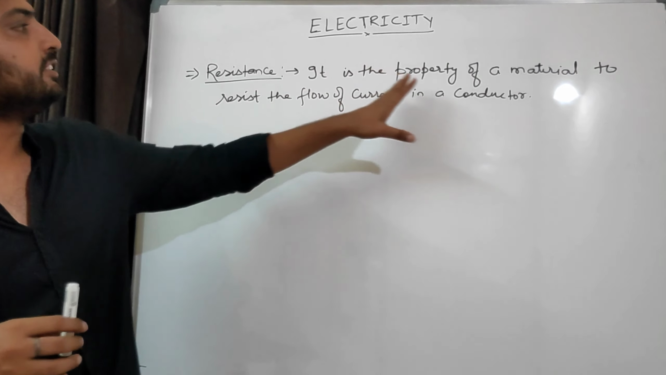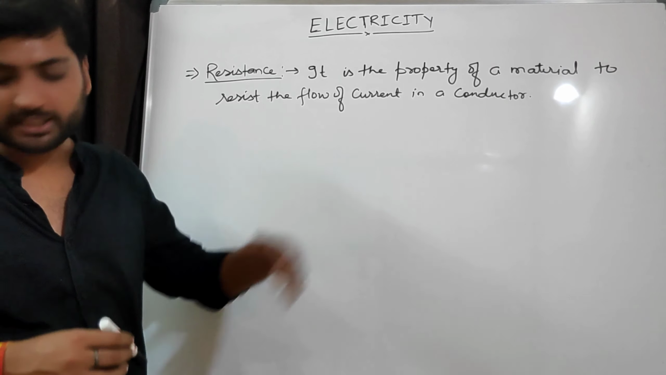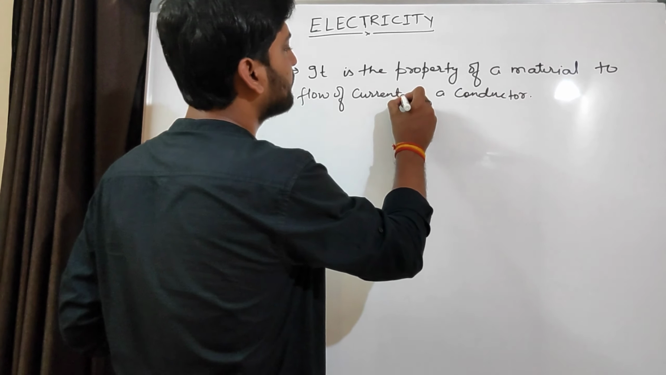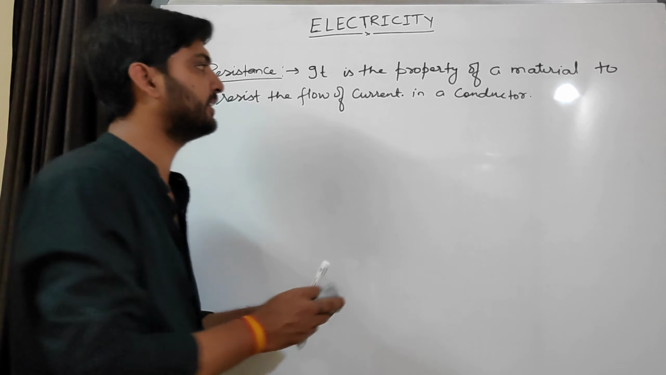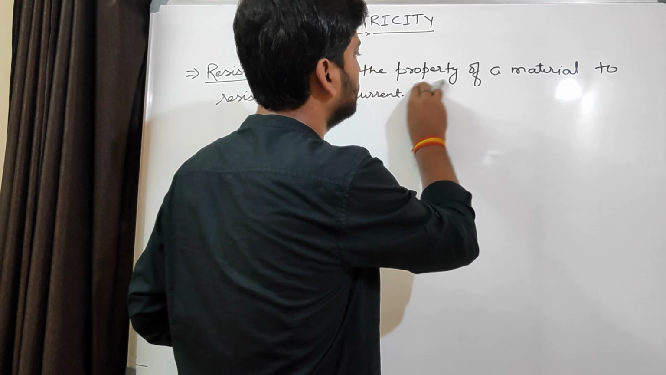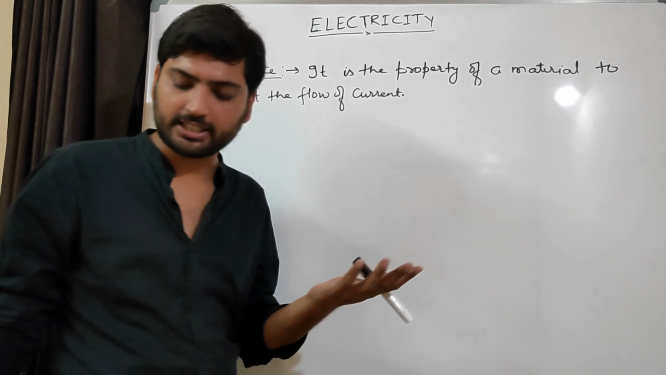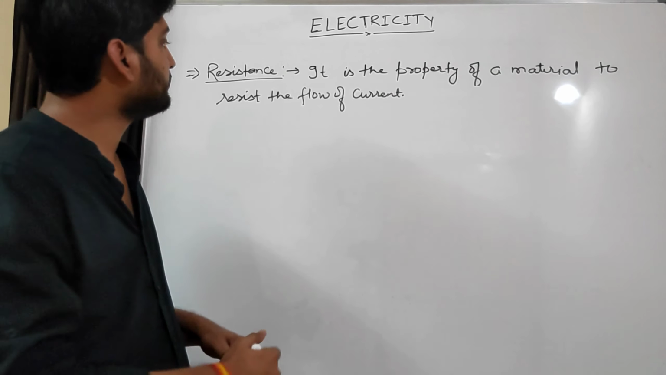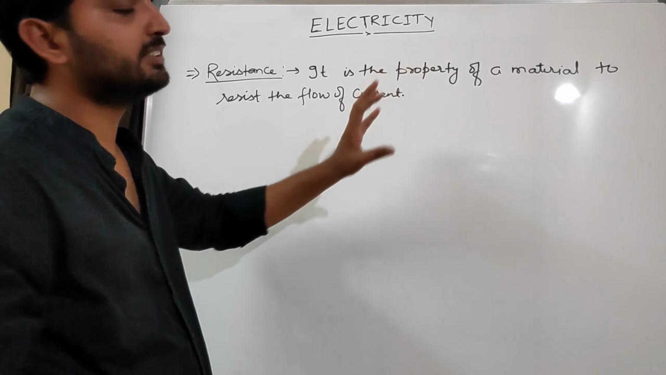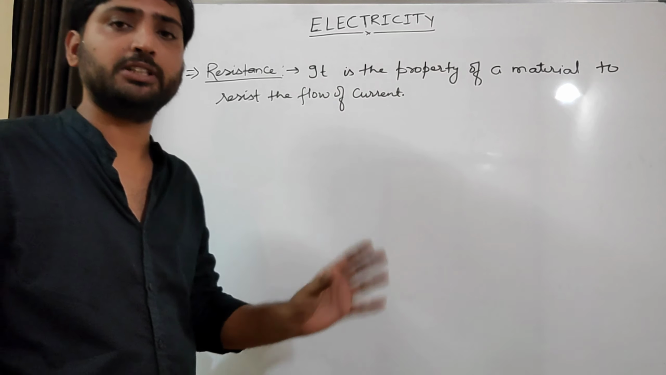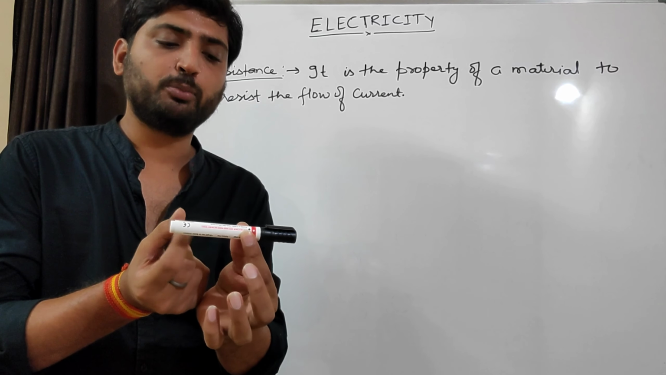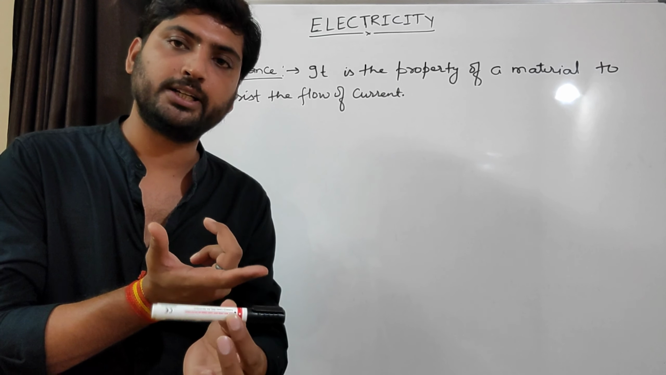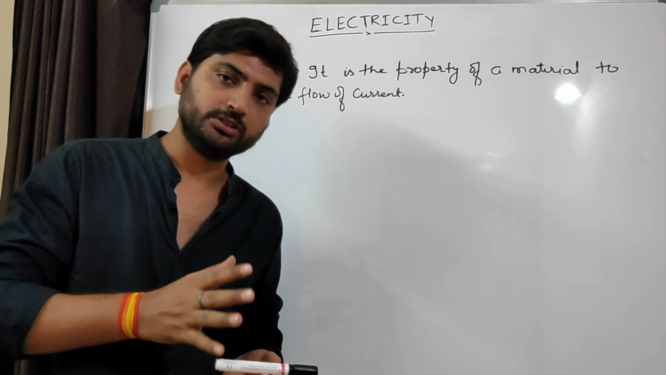So it is the property of a material to resist the flow of current. We can write up to here also, then it is also correct. In any material, we can call it insulator, conductor, or semiconductor. No need to mention conductor, or if you write in a conductor, it is also correct. Not an issue. So resistance is a property of a material. If we talk about this material, this is an insulator, and the property of this material is to resist the flow of current. It is 100% true.